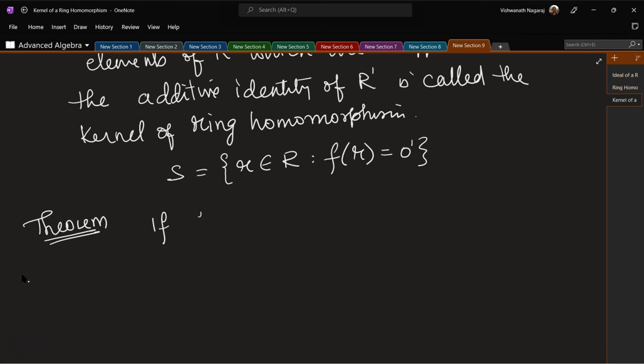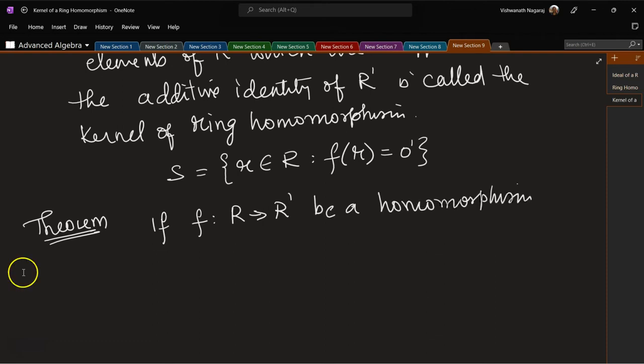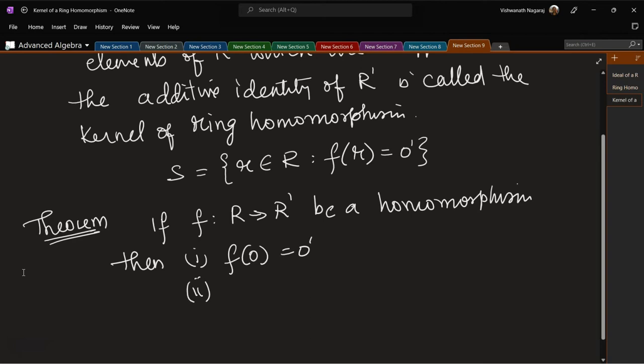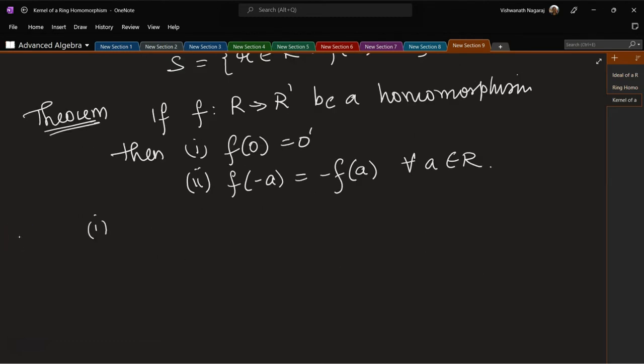If f maps R to R prime be a ring homomorphism, then f of 0 is equal to 0, or to be more precise, 0 prime. And the second is f of minus a, or f of the inverse of an element of R, is equal to minus f of a, for all a belonging to R. Okay, now let's prove this.